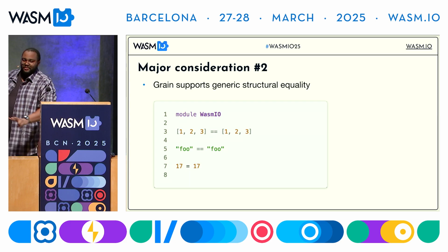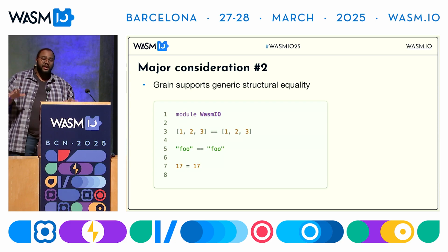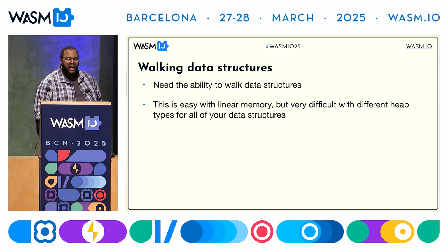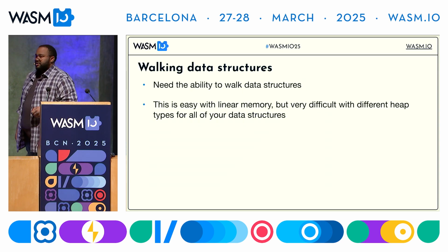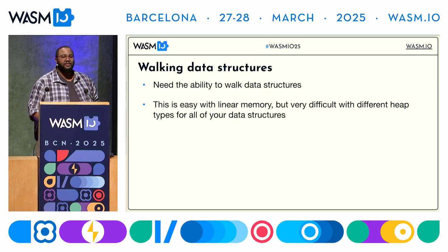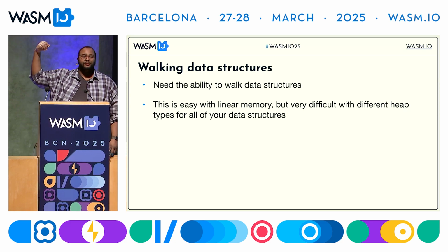Second major consideration. Grain supports generic structural equality. So we have an equality function that does deep nested equality on any values as long as they're the same type. If you have lists or strings or whatever, we can do it. But that means we need to be able to walk our data structures. So in linear memory, this is pretty easy. You have contiguous memory. You have a for loop.